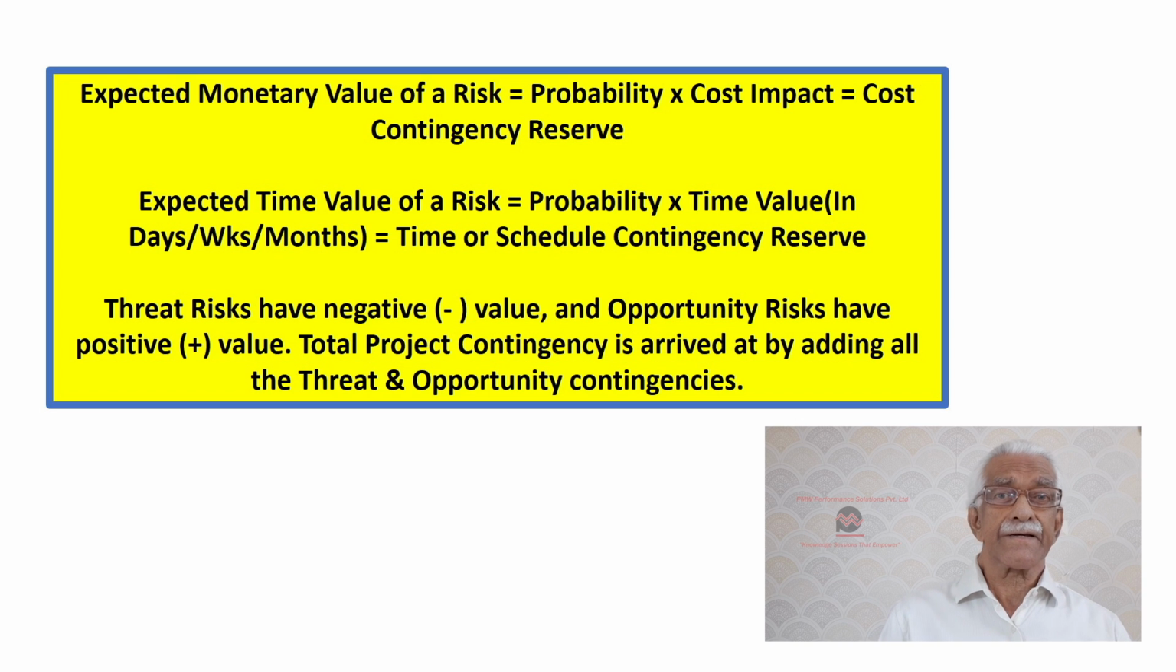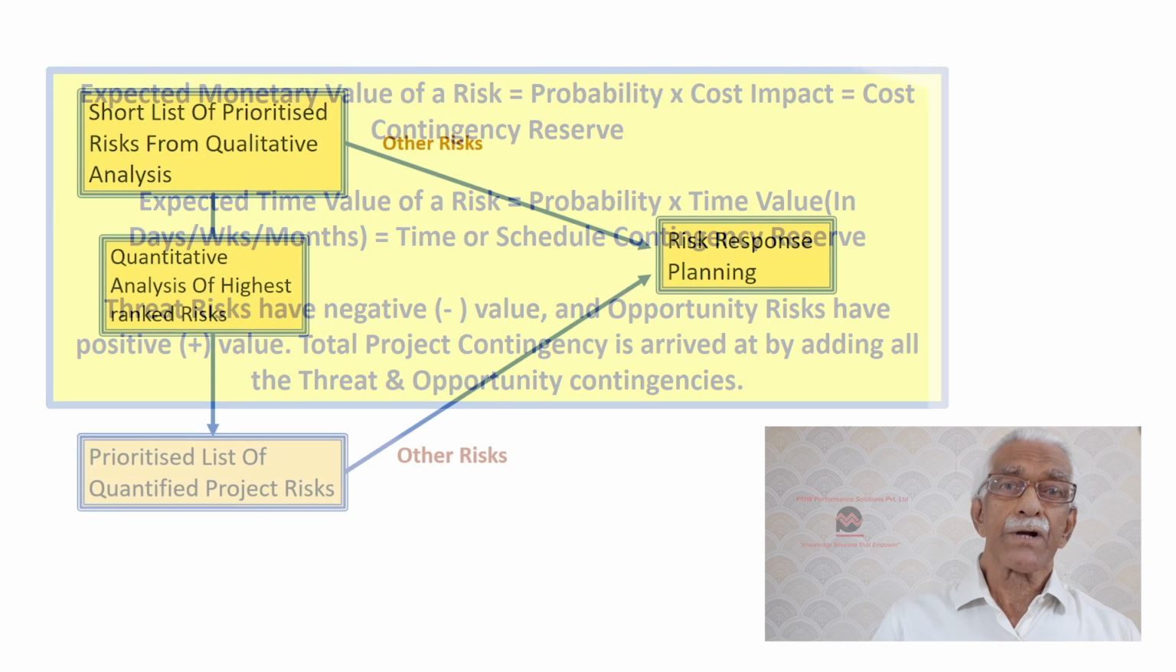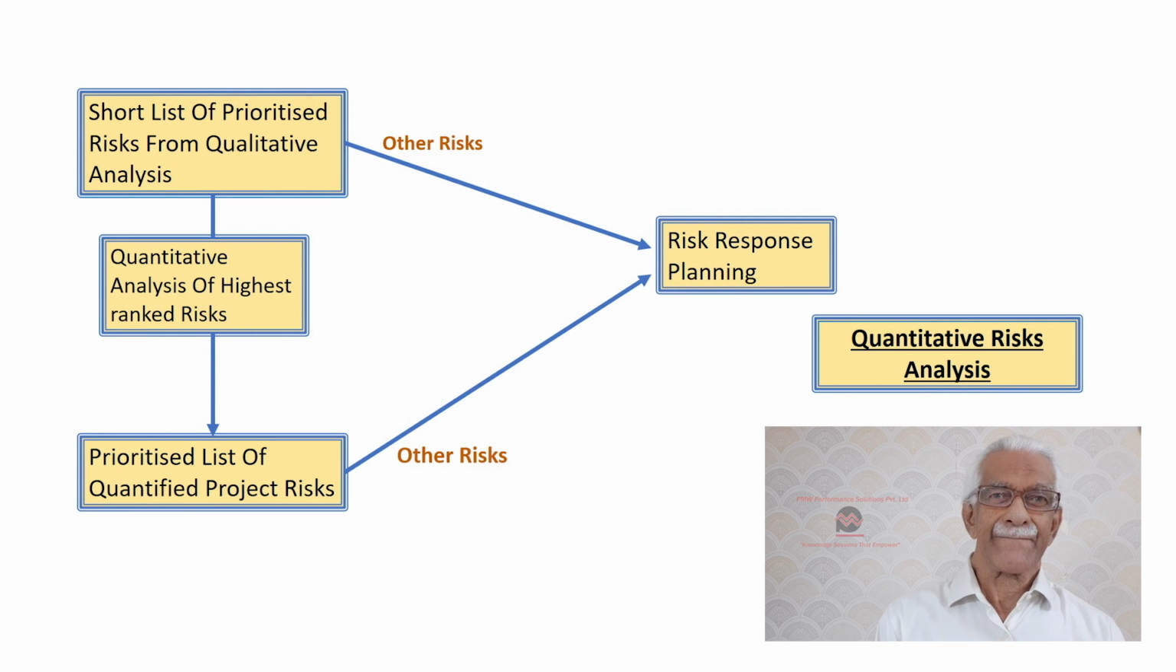Now, this is the indicator of the contingency or the reserve that is required for that particular risk. So it's defined as probability times the impact. Now, the remaining risks in the short list of prioritized risks, which we talked about at the beginning, will go directly for response planning. This is all that we do essentially in quantitative risk analysis. I hope that's clear to you.